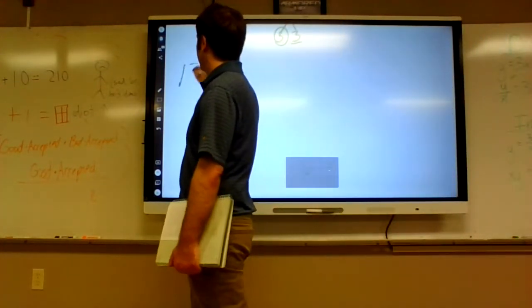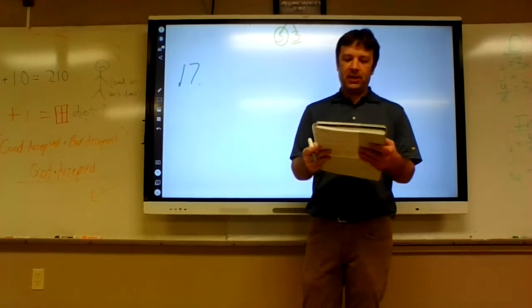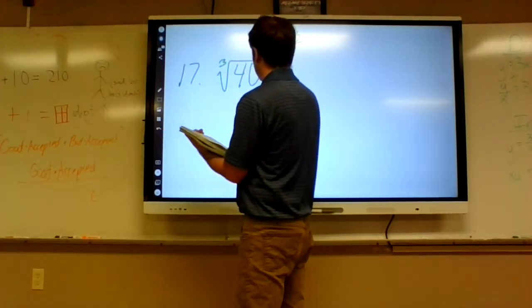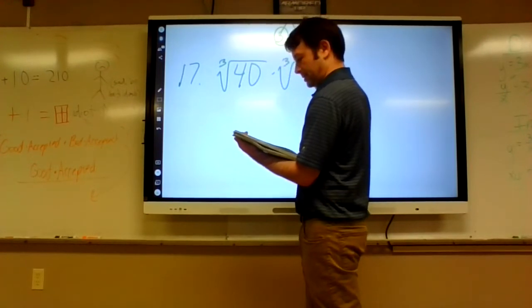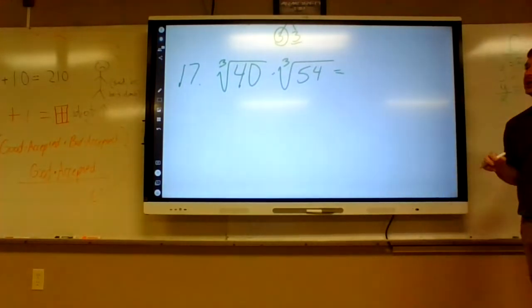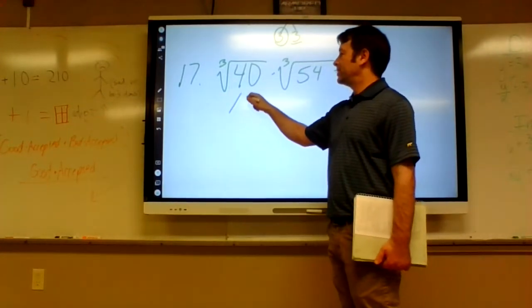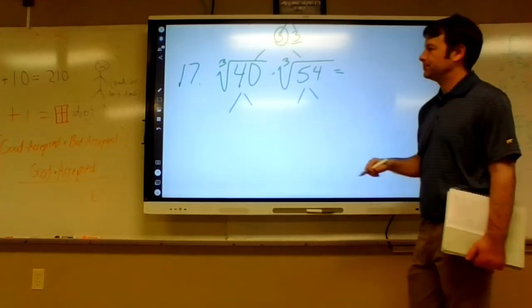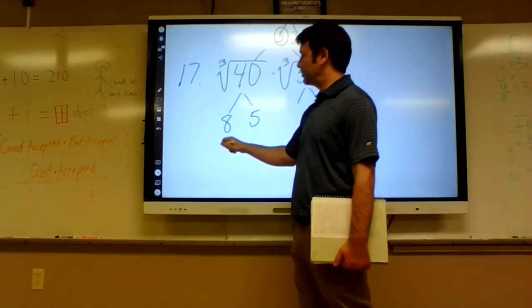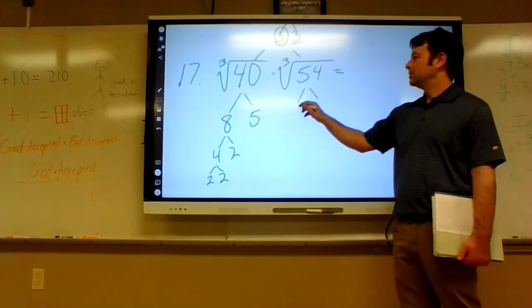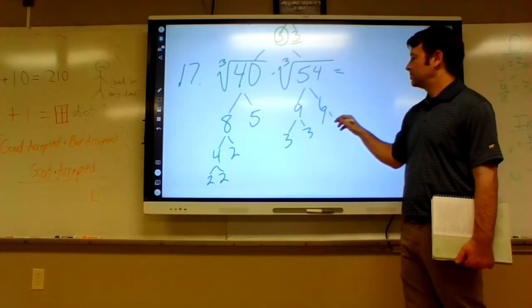Back to the others. We're almost done. Okay, now we're in the danger zone. What changed on the B section? The cube roots instead of square roots. But we don't fear it because we're basically doing the exact same thing we just did. I could do 40 times 54 and then start making a tree from that, but might as well pretend I already broke down the 40 and 54. What goes into 40? 8 and 5, or 4 and 10, both will work. What goes into 54? 9 and 6, 3 and 2.